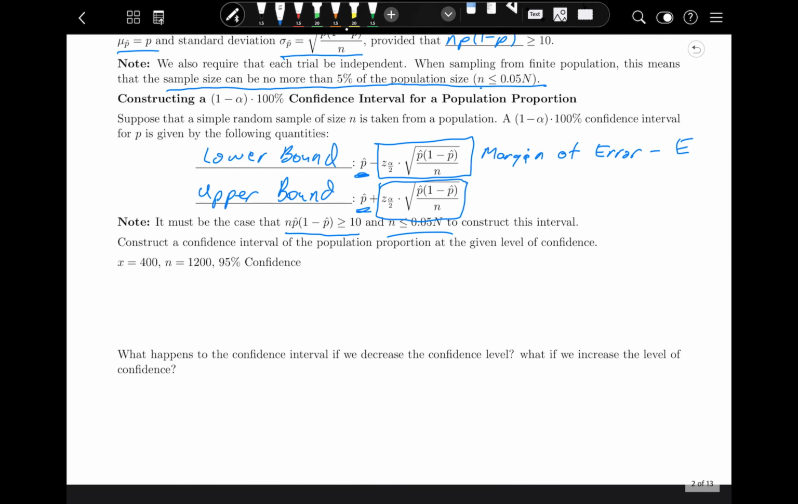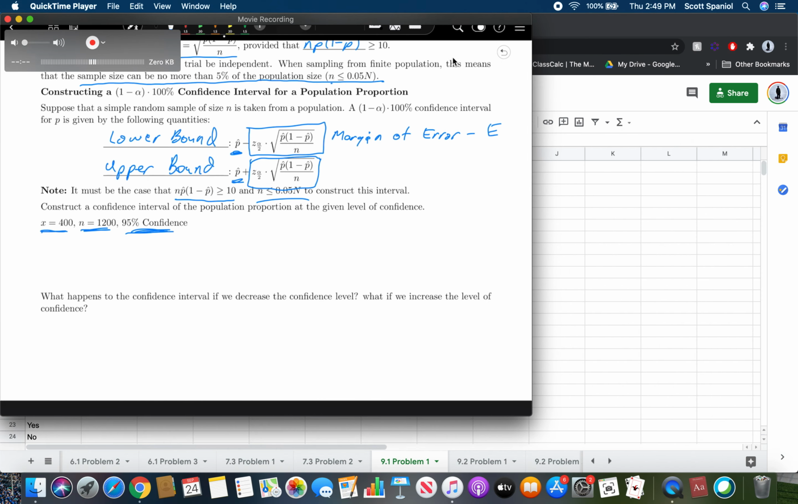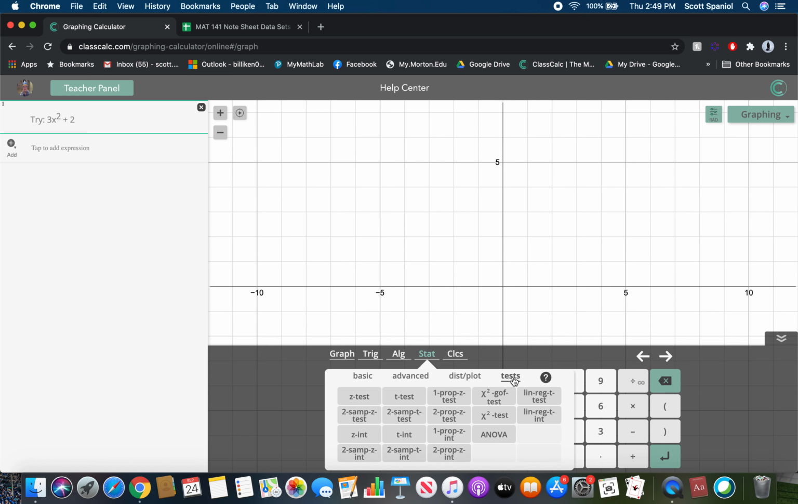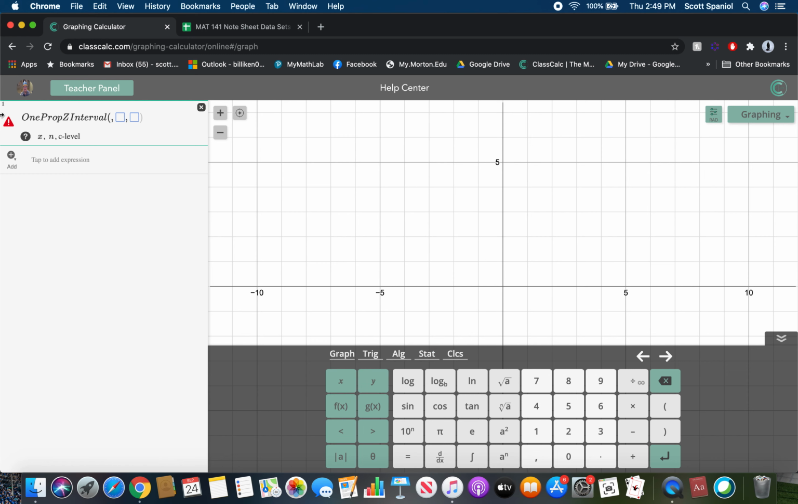So let's practice this with some basic numbers. So we've got a proportion here. We have an x value. 400 people in our sample have the characteristic out of 1,200 total in the sample with a confidence of 95%. So let's look at how this works in class calc. So in class calc, we're going to go to stat, and now we're going to go to tests. Okay, so this is under tests in class calc. And then what we want to do is one prop z int. Okay. So 1 means one variable, prop means proportion, z means that we're on the standard normal curve, which we are here, right? Because we're using z sub alpha over 2, and then interval for confidence interval.